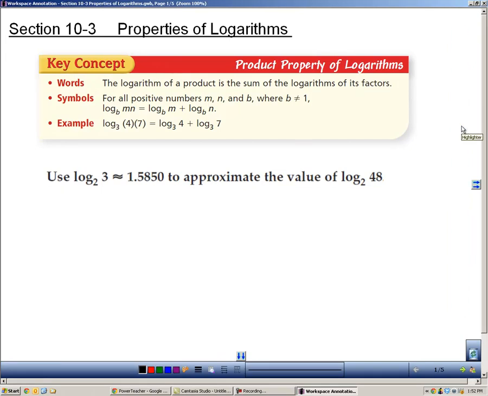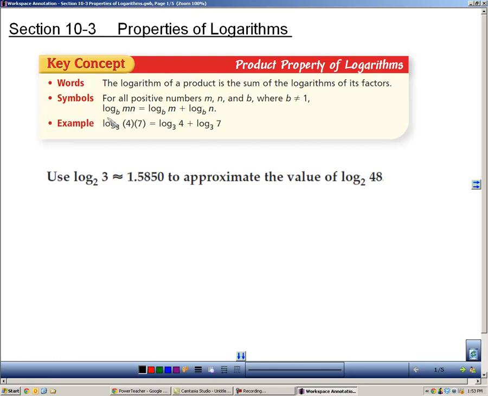Section 10.3 is about the properties of logarithms. Since logarithms are just the opposite of exponents, there are properties of logarithms just like there are properties of exponents. The first one we're going to look at is called the product property of logarithms.